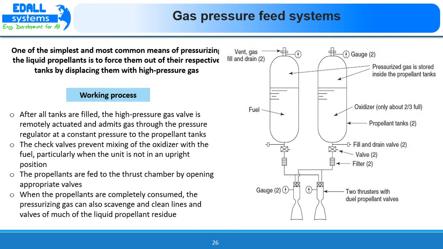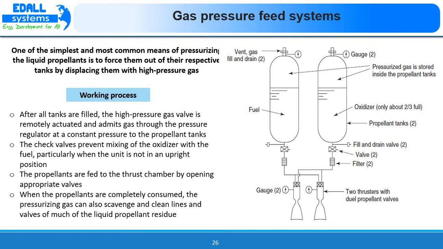After all tanks are filled, the high pressure gas valve is remotely actuated and admits gas through the pressure regulator at a constant pressure to the propellant tanks. So when the tanks are filled, a high pressure gas valve is actuated and allows the high pressure gas to enter inside the tank through the pressure regulator. Then the check valves prevent mixing of oxidizer with the fuel, particularly when the unit is not in an upright position. Then the propellants are fed to the thrust chamber by opening appropriate valves.